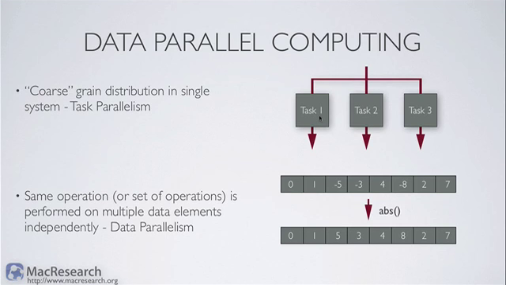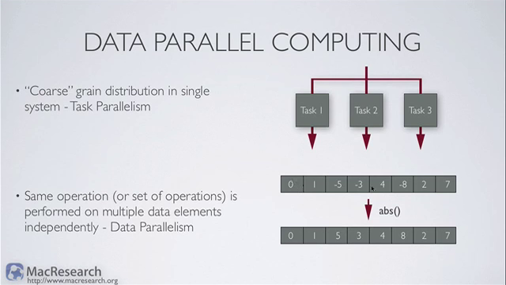I mean, that might be one example of, say, task parallelism. Probably what we're going to focus on the most here is data parallelism, where we're talking about, let's say, an array of numbers like we have here, and we want to perform the same operation or set of operations. These could be complex functions on an individual piece of data. For example, in this example, we're taking the absolute value of this number and this number and this number.